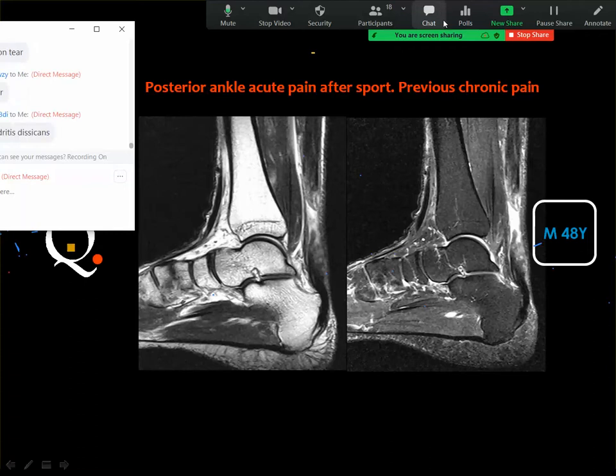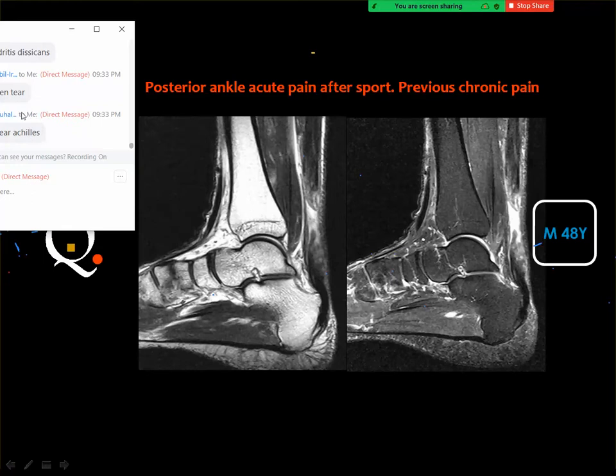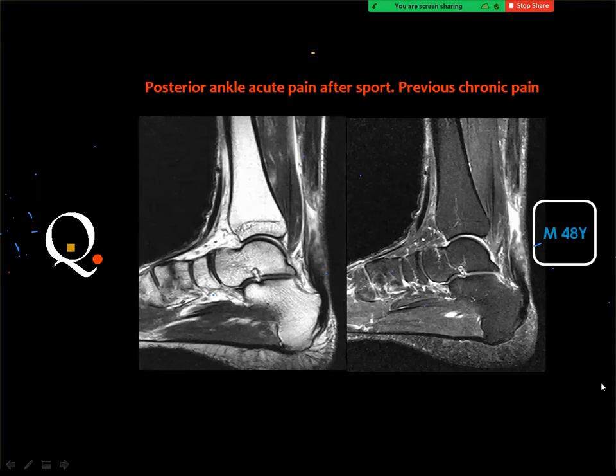Achilles full thickness tear, osteochondritis dissecans, complete Achilles tendon tear. Okay, yes, and this is a full thickness tear of the Achilles tendon.